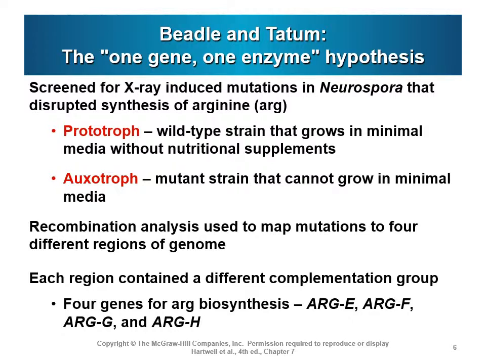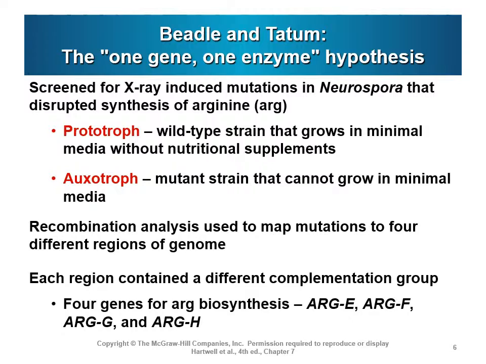And in order to understand the mutations, they used recombination analysis, and they mapped mutations and were able to recognize that there are 4 different regions of the genome that are responsible for this event, and the 4 different regions were arginine E, arginine F, arginine G, and arginine H.